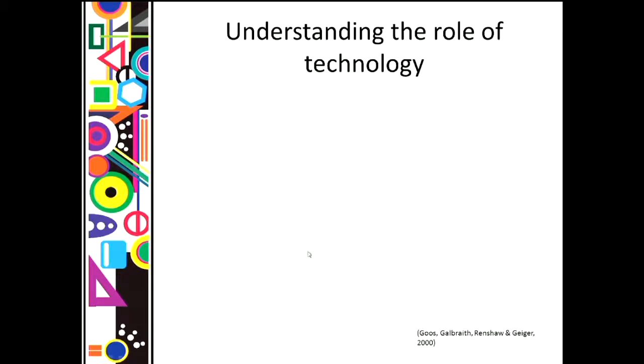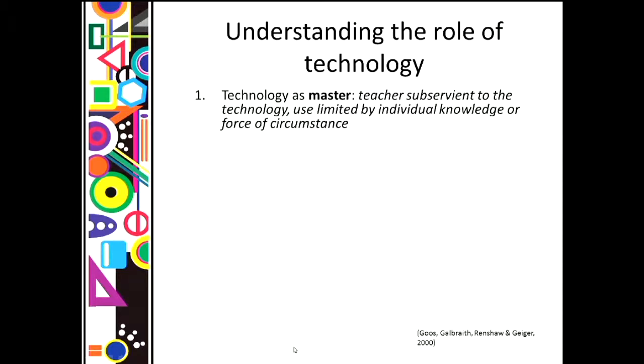So this is something that was written by researchers in mathematics education, but I think it's actually appropriate for all educators, and that's understanding the role that technology plays in our practice. So the first role they describe is technology as master. So that's where I'm subservient to the technology, and it's limited by my own individual knowledge. So that, for example, is using the iPad to play a game or just to read a PDF document, for example. So technology is the master. I'm using it because it's there, because I have to, but I'm not doing anything exciting with it.